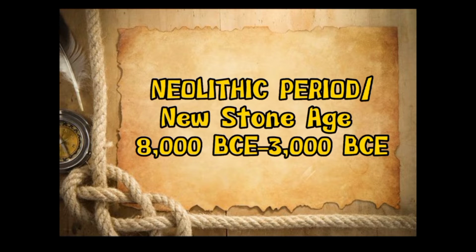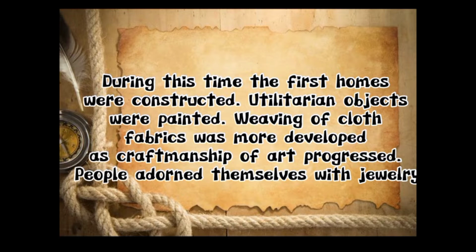Now let us discuss the next topic, which is the Neolithic period or the New Stone Age. It is from 8000 BCE to 3000 BCE. The nomadic lifestyle ended and was replaced with agrarian communities. Societies became sophisticated. Cereal grains were cultivated, tools were constructed for plowing and tilling, and animals became domesticated. During this time, the first homes were constructed.